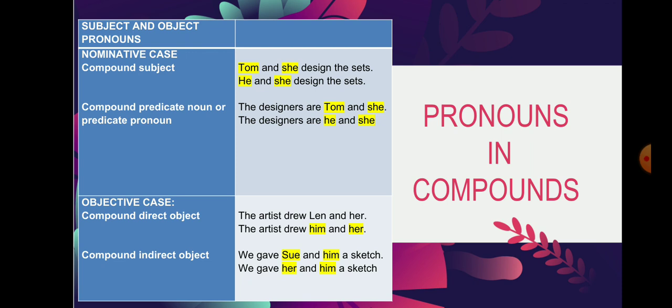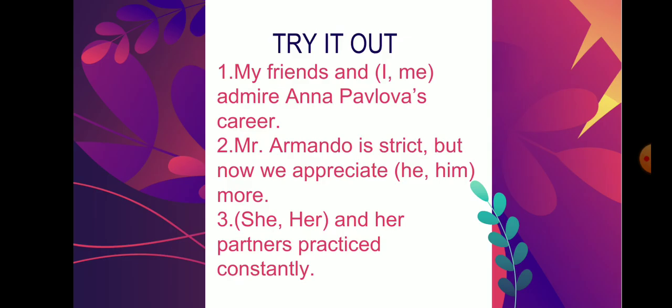Compound indirect object. We gave Sue and him a sketch. Gave what? A sketch. To who? To Sue and him. Okay, so we're using them as indirect objects, so we're going to use object pronouns. We gave her and him a sketch. Again, we're using them as indirect objects, so we're going to use an object pronoun. Let's go to the next.